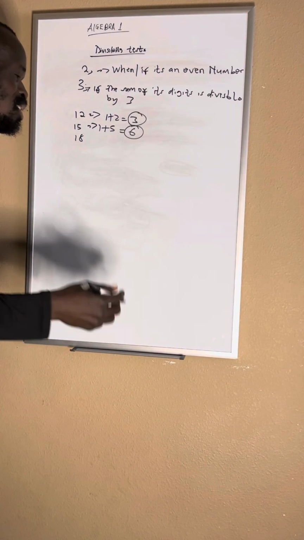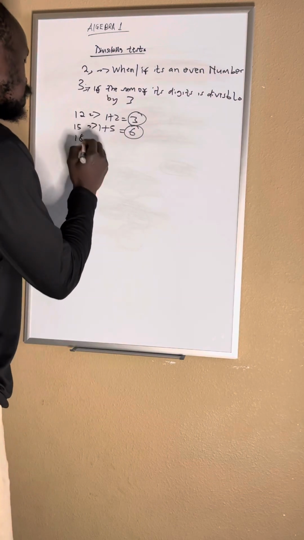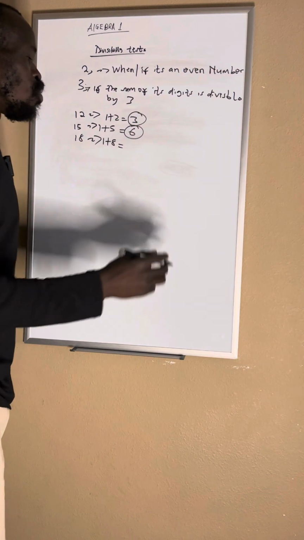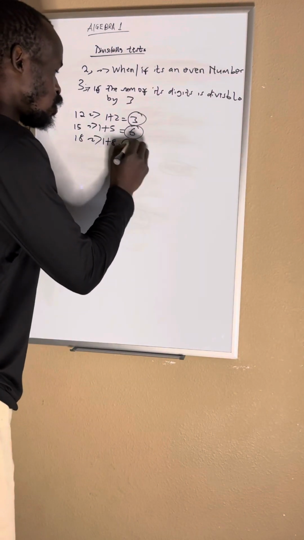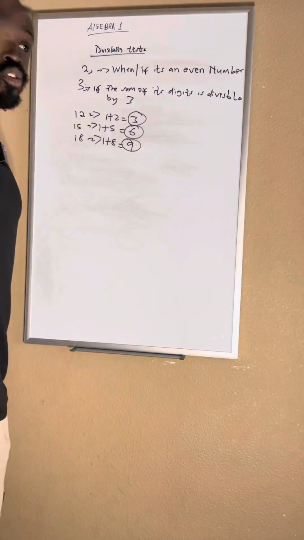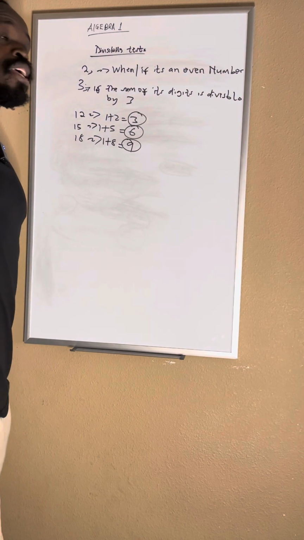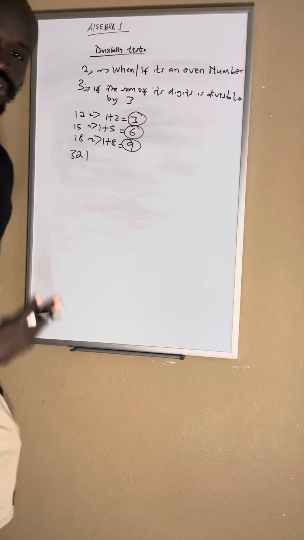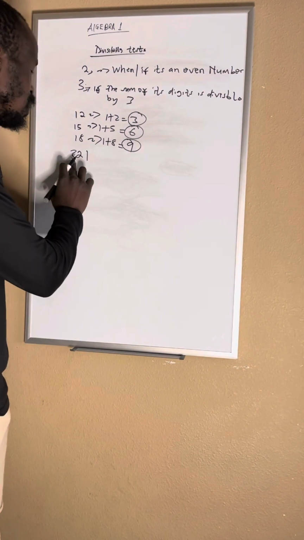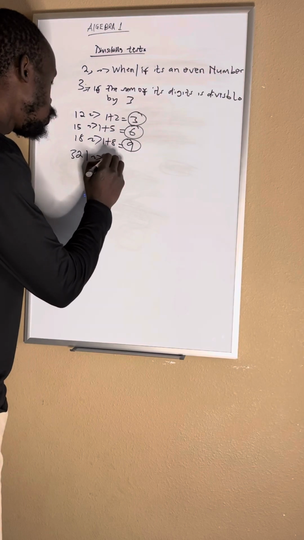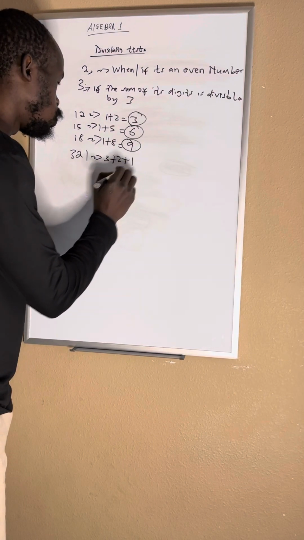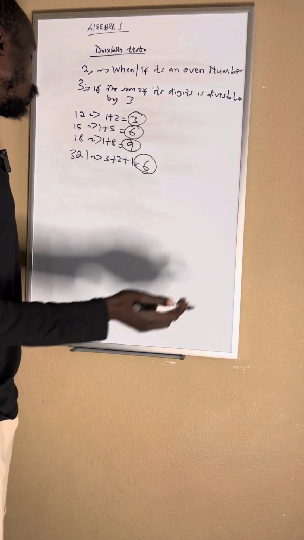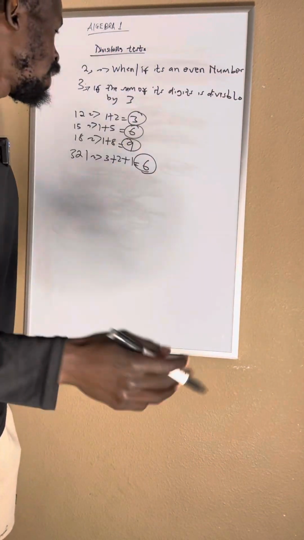18. Is 18 divisible by 3? Yes. How do you know that? When you add 1 plus 8, it gives us 9. Is 9 divisible by 3? Yes. Let's go further to a bigger number. Let's say 321. Is 321 divisible by 3? Let's add the sum of its digits: 3 plus 2 plus 1 gives us 6. So this means that 321 is divisible by 3.